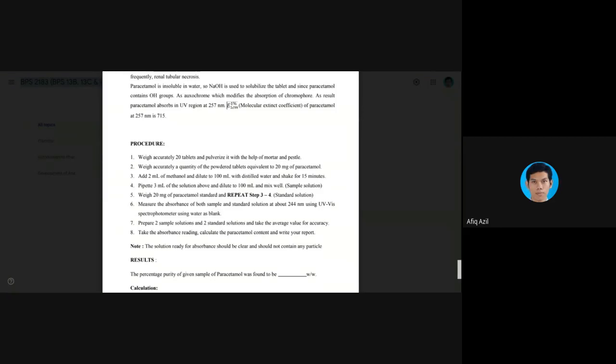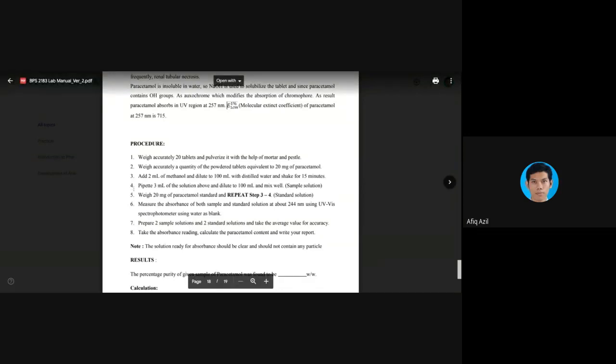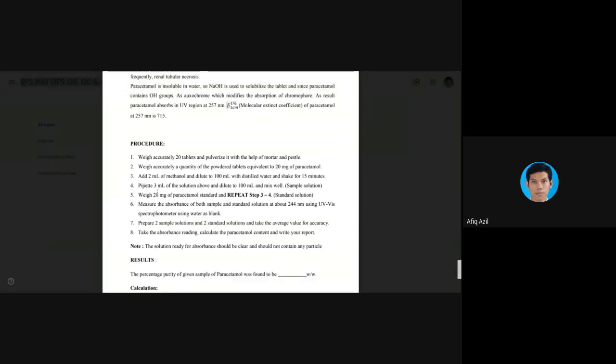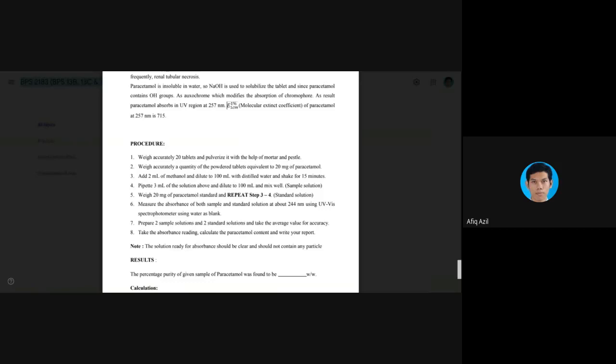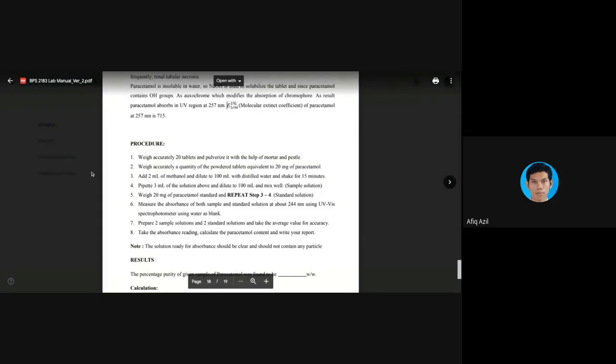Then you have to do some dilution, in which you pipette the solution from number 3 into another 100 ml volumetric flask and top up with distilled water. So this will be considered the sample solution, the solution that you are going to use for the UV analysis later on. Then step 5 would be the standard preparation.